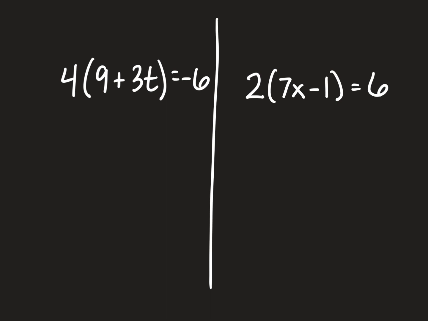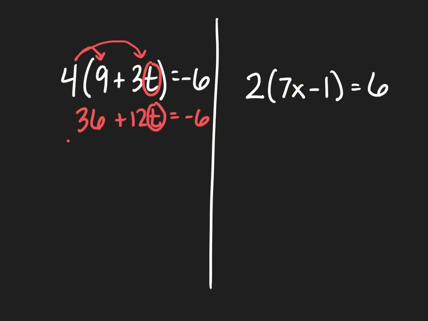Let's look at a couple examples. As I mentioned, the goal when solving equations is always to isolate the variable. So in this equation, we're going to isolate the t, but because we have parentheses, we want to undo those first by applying the distributive property. 4 times 9 is 36. 4 times 3t is 12t. And we have that as equaling -6, and now we are back to a two-step equation where we are still trying to isolate that t.